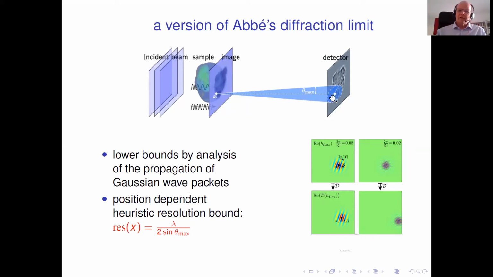So in this case here we look at some cone, the angle of some cone, where we can still fully record the image here by our square detector here. And so of course this angle depends on the position of X here. And so then this would give this bound here on the resolution. That's the classical version, at least, of the classical Abbé diffraction limit.